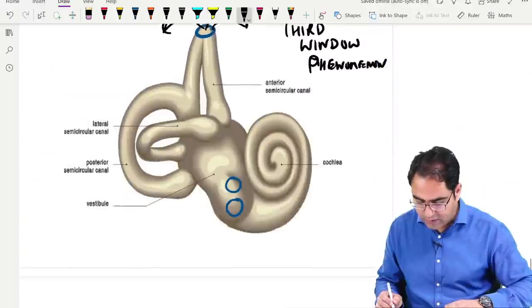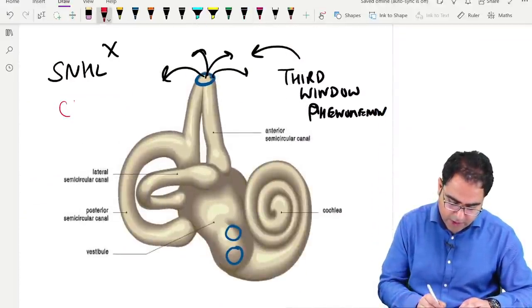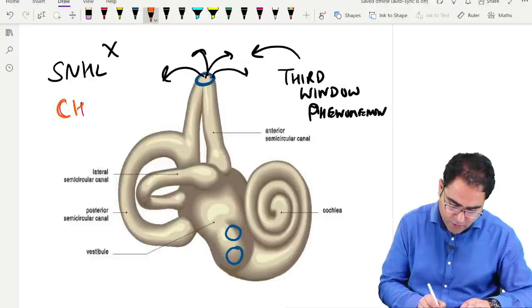It is not SNHL, beta. It is conductive hearing loss, beta. So, it is not SNHL. May I reiterate? It's conductive hearing loss.